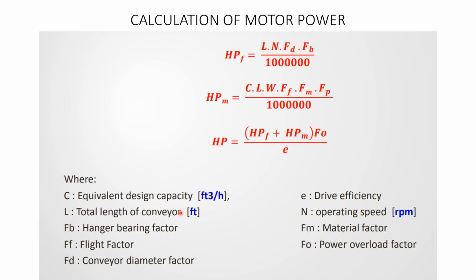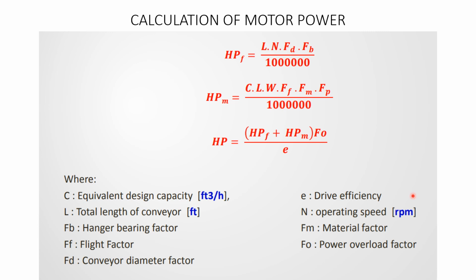So L is the total length of the conveyor. Depending upon the length of the conveyor, the power will be decided. And then we have the hanger bearing factor FB. We have seen the hanger, what is a hanger bearing. And then the flight factor, the conveyor diameter factor, and efficiency. Drive efficiency means if your drive is direct coupled to a shaft, that is gearbox coupled, then it will have a different efficiency.